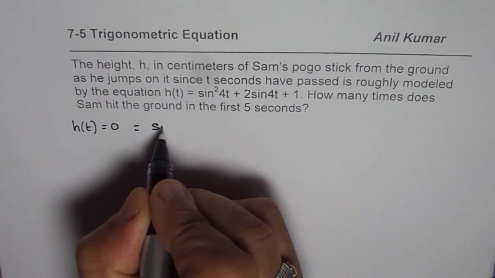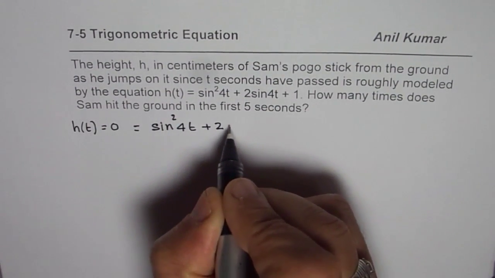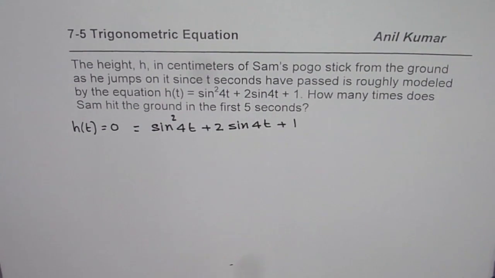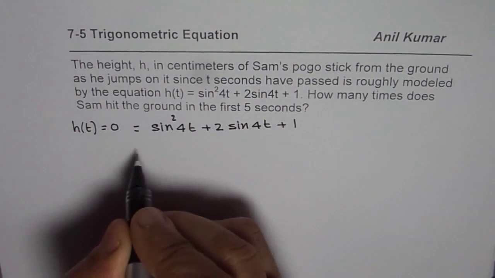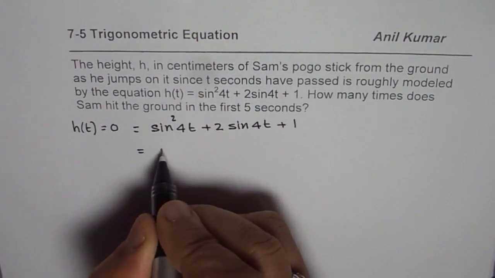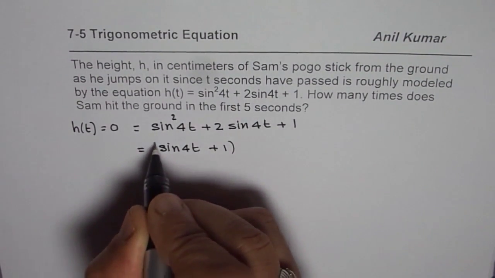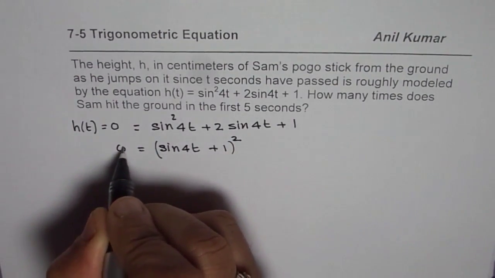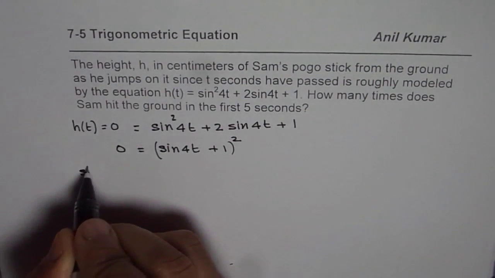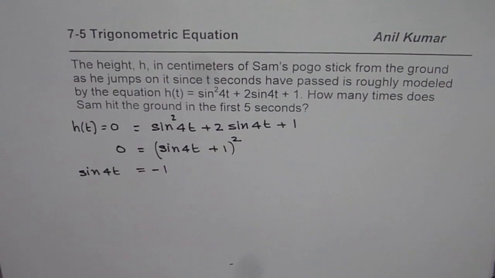The equation here is sin²(4t) + 2 sin(4t) + 1. Now this is a perfect square, so 1 times 1 is 1 and 1 plus 1 is 2. So we can write this as (sin 4t + 1)² = 0. Now clearly this equation will be 0 if sin 4t equals minus 1, right?